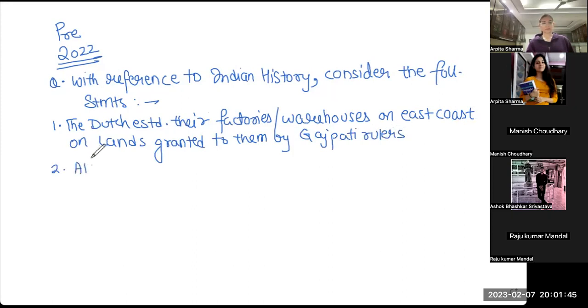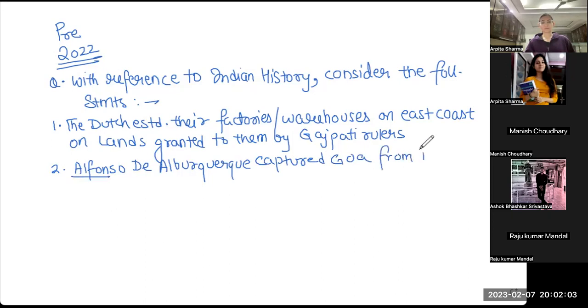Second statement: Alfonso de Albuquerque. Have you all heard about Alfonso mangoes? It is named after Alfonso de Albuquerque. He captured Goa from the Bijapur Sultanate.